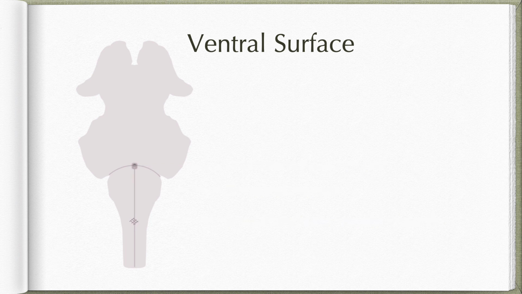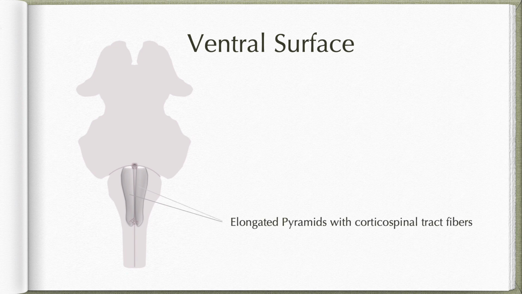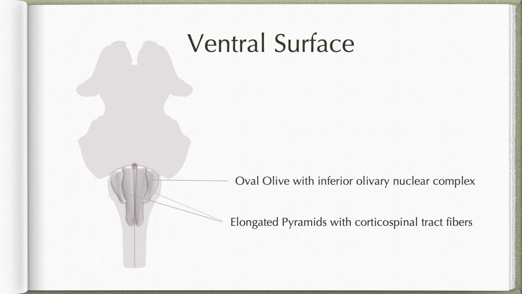On either side of this ventral median fissure, we have two elongated swellings called as pyramids, which contain the corticospinal tract fibers. So, in fact, the presence of the corticospinal tract fibers in these pyramids is what gives them the name as pyramidal tract. Lateral to the pyramids, there is another oval swelling on either side called as olive, which overlies the inferior olivary nuclear complex.